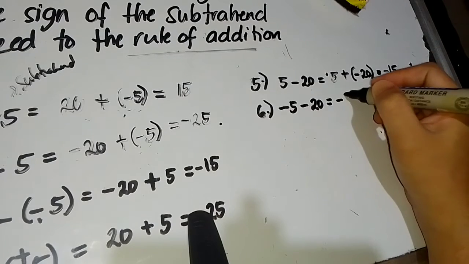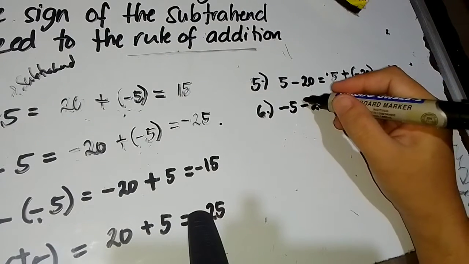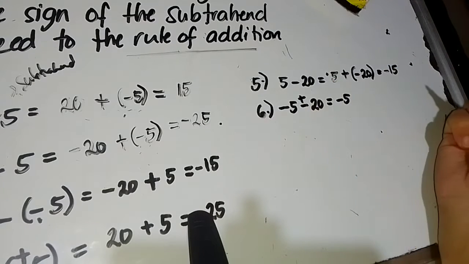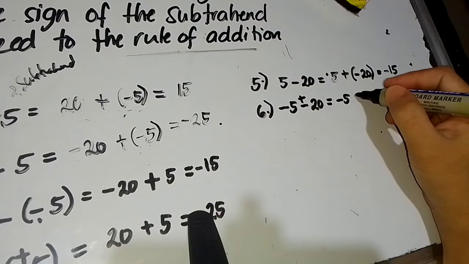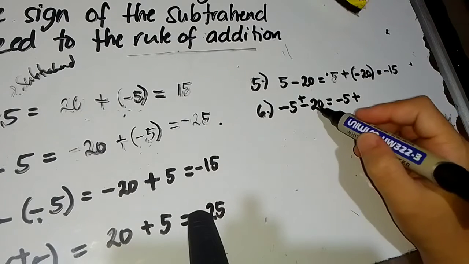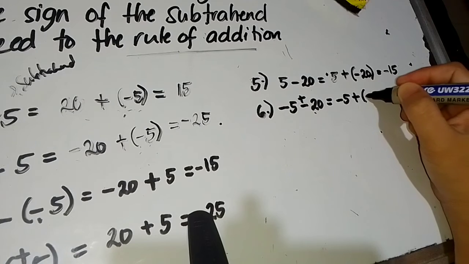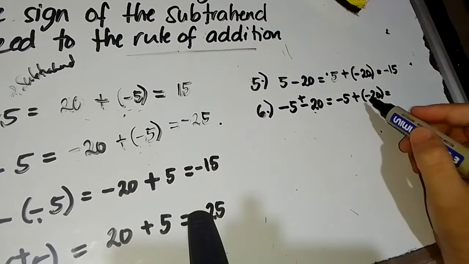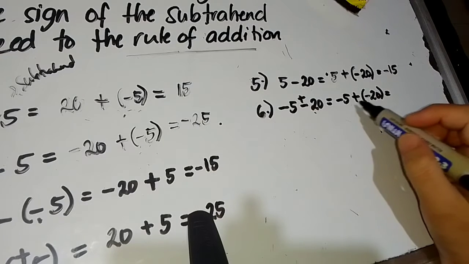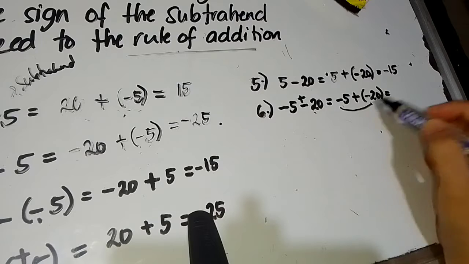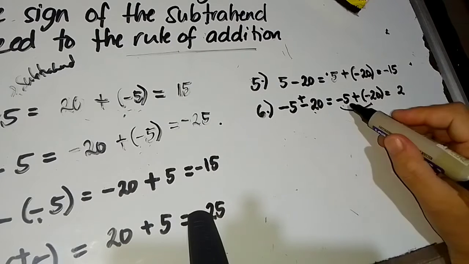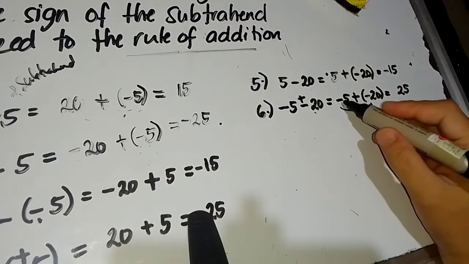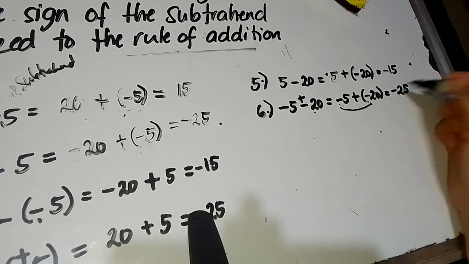So we have negative 5. Instead of subtraction, we are going to change this into a plus sign. And then your positive 20 will become negative 20. Proceed to the rule of addition. Adding the same sign, negative, so add the numbers. 5 plus 20 is 25, and copy their common sign, which is negative.